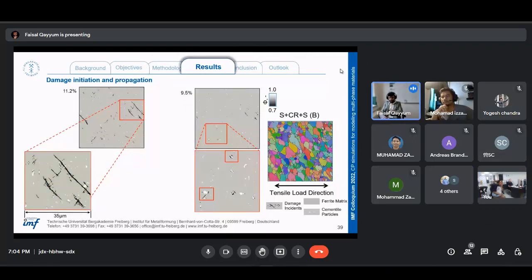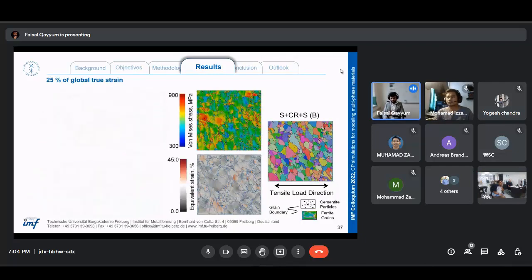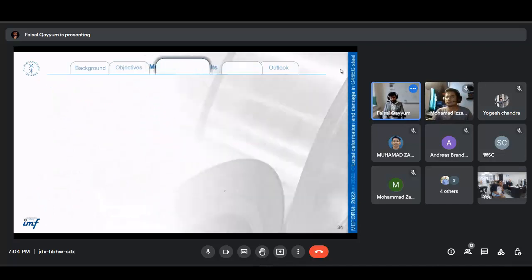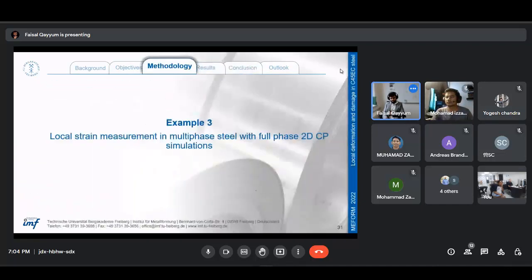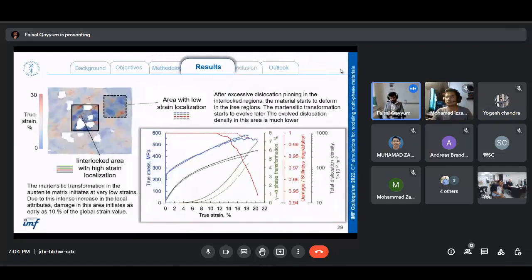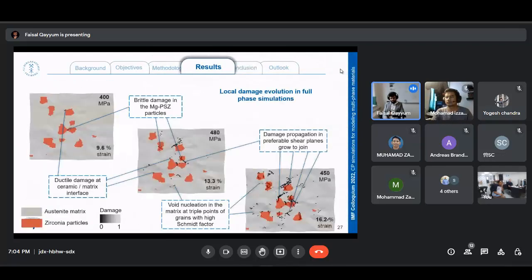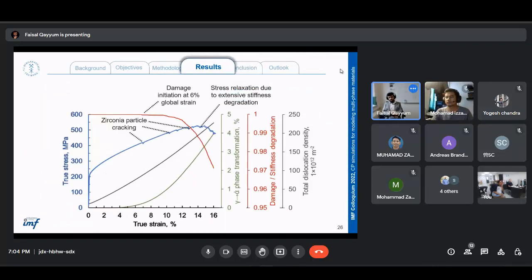Yeah, so for example in this case, or let me go back further, in this example, what we saw was, if I go back to these global results here, we can see that if we have a calibrated crystal plasticity simulation model with a calibrated damage criteria for all the phases which are present, we can see how the stiffness degradation in the material is taking place and how damage is evolving. For example, as you can see in this slide.